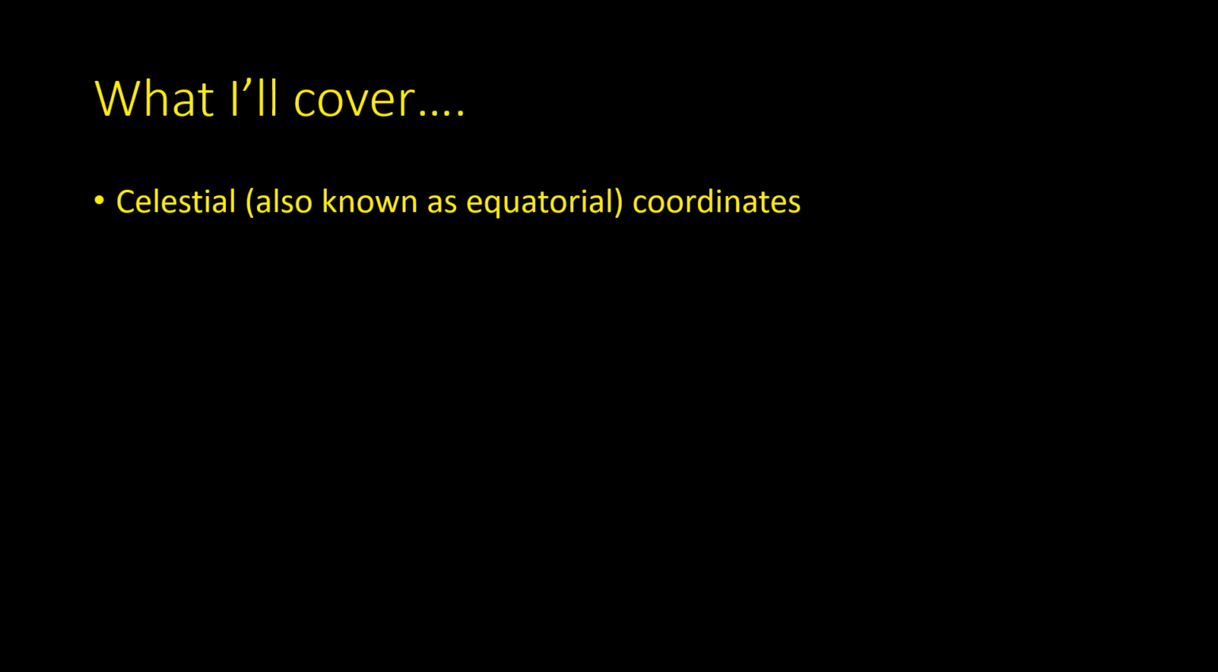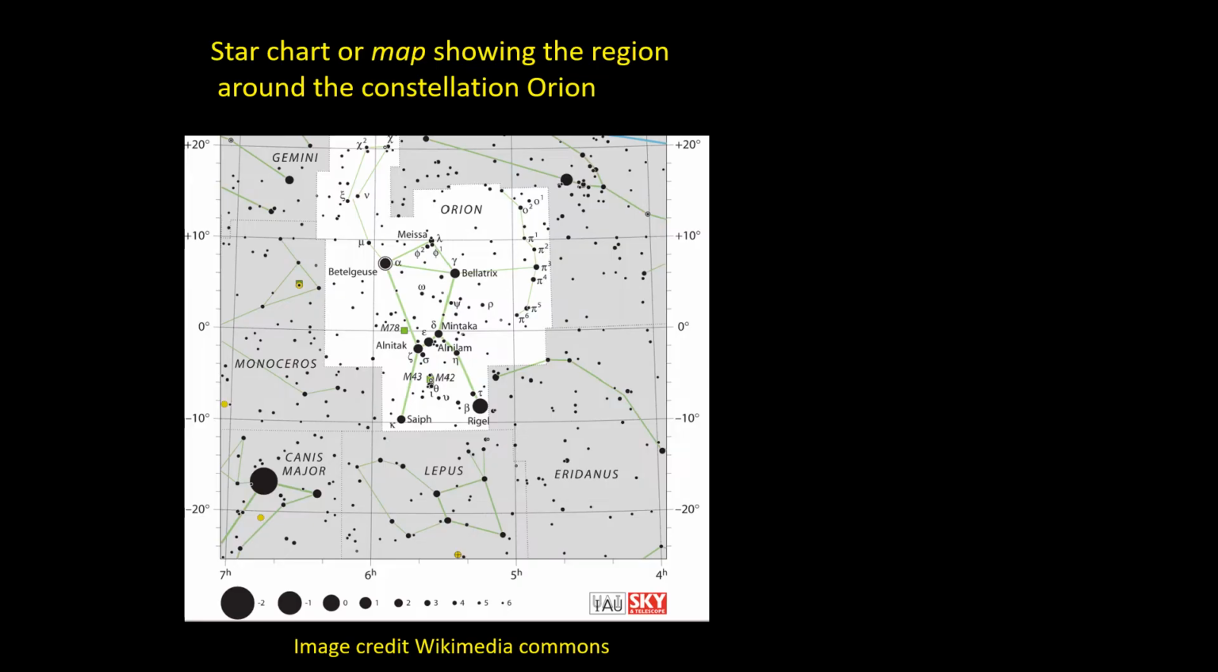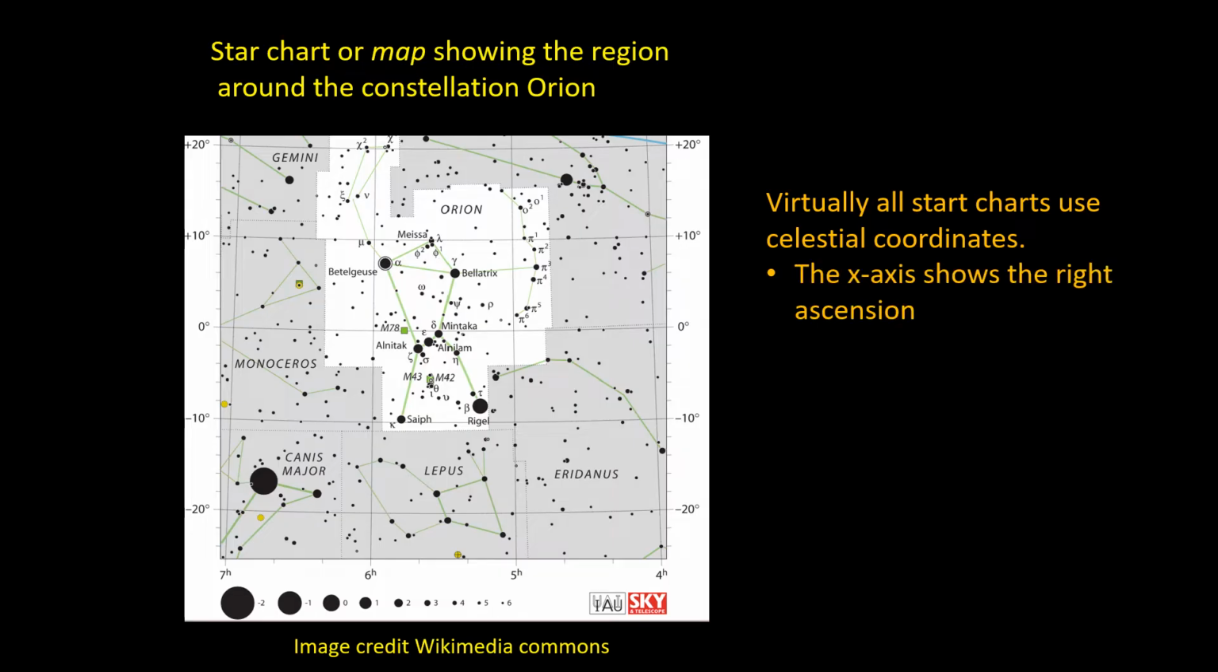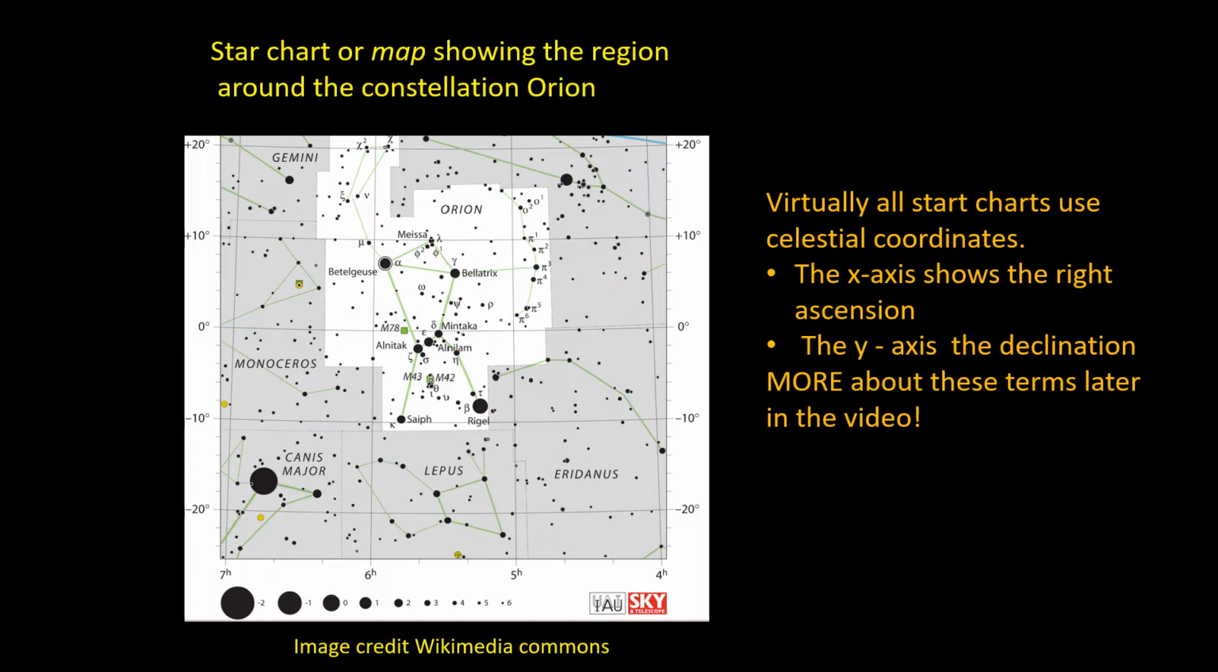What I'm going to cover here is the standard coordinate system known as celestial or equatorial coordinates. These are the standard coordinates used on star charts found both in books and on the internet. For example, here shows the area of the sky around the constellation Orion.